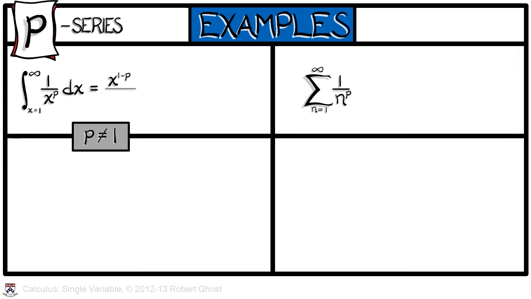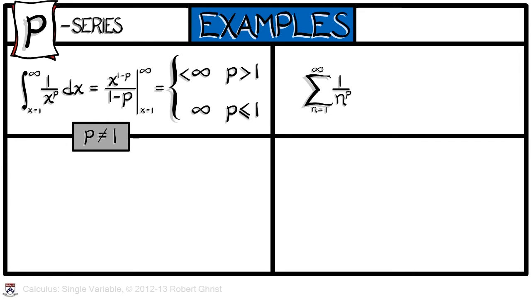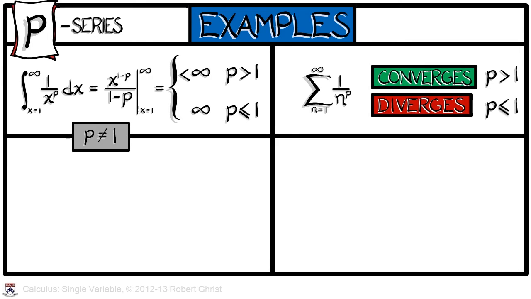Now we know that these p integrals converge when p is strictly greater than 1 and diverge when p is less than or equal to 1. Therefore, the same holds for the p series. This is a set of examples you must memorize.